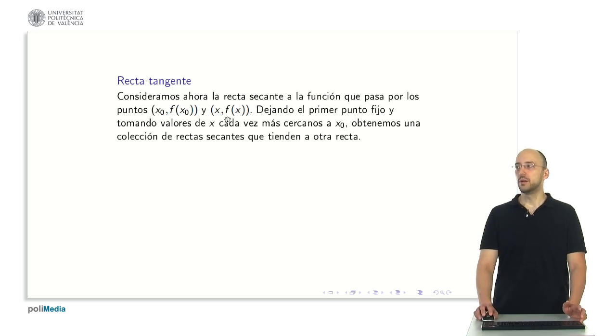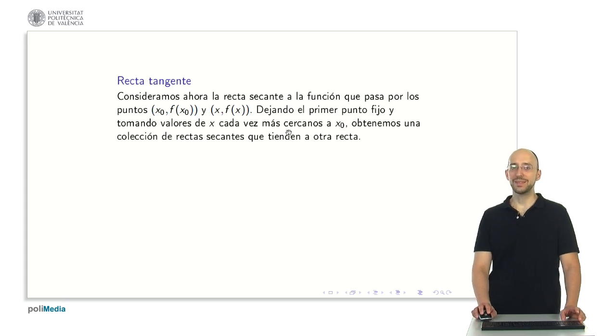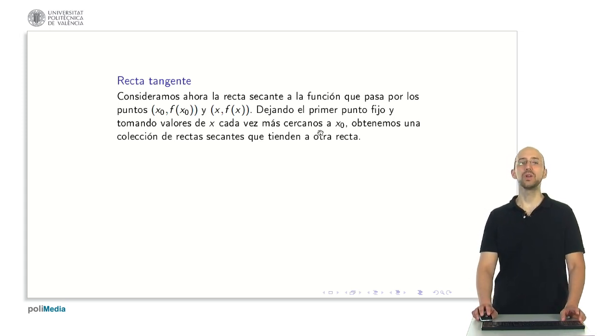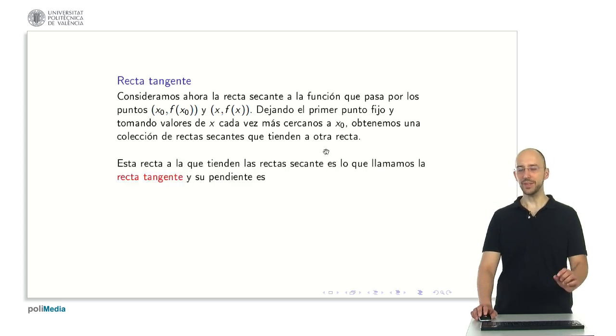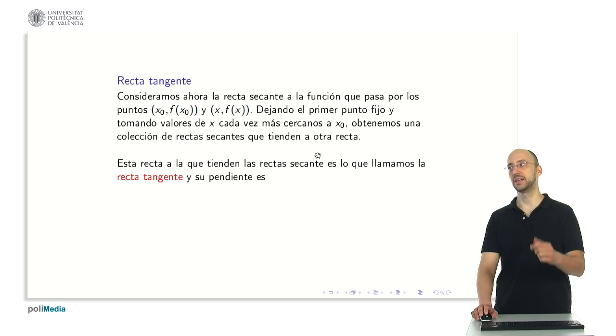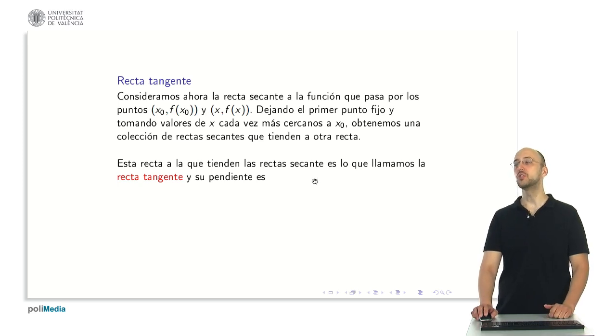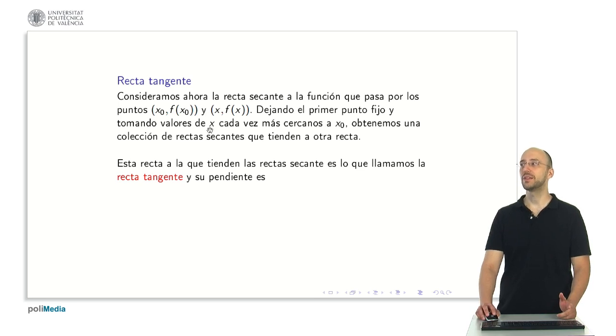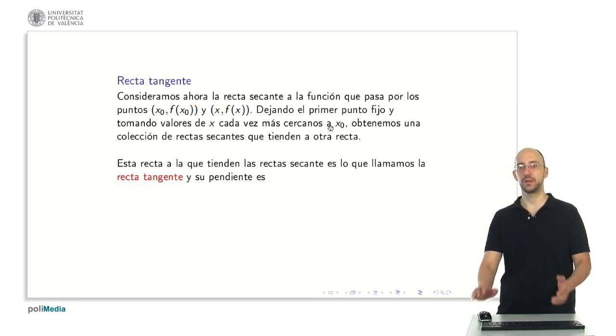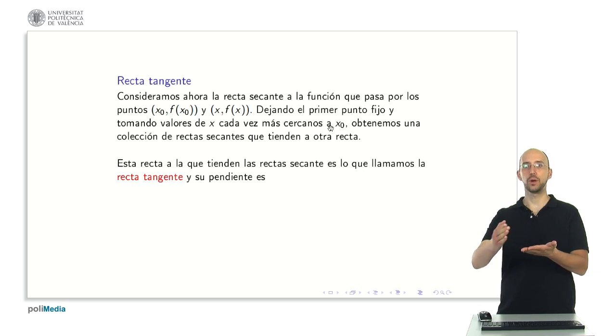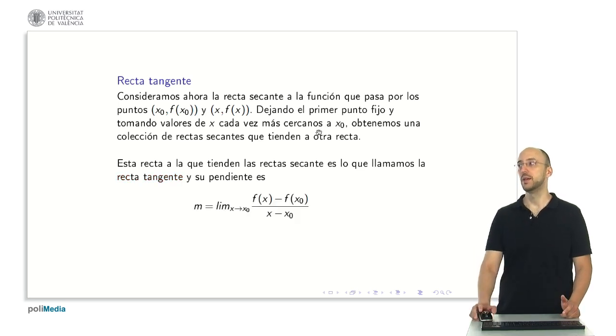Leaving the first point fixed, let's say it's 3, and taking values of x that get closer and closer to x sub 0, we obtain a collection of secant lines that tend toward another line. The line, which is the limit of all those secant lines, is what we are going to call the tangent line. And how do we calculate its slope? We achieve this by taking values of x that get closer and closer to x sub 0, approaching x to x sub 0 step by step. What we are essentially doing is taking a limit.